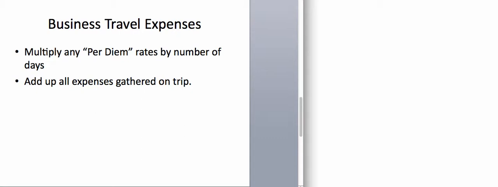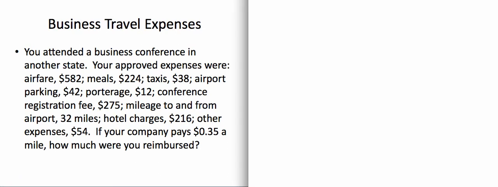All right, so we're taking a look at this example here. You attended a conference in another state. Here were all of your expenses. You had $582 for airfare, $222 for meals, 38 bucks for the taxi, 42 bucks for parking at the airport. Porterage was 12 bucks. The conference registration fee was $275. Mileage to and from the airport was 32 miles, so we're going to figure that out later. $216 for hotel charges. Other expenses were 54.